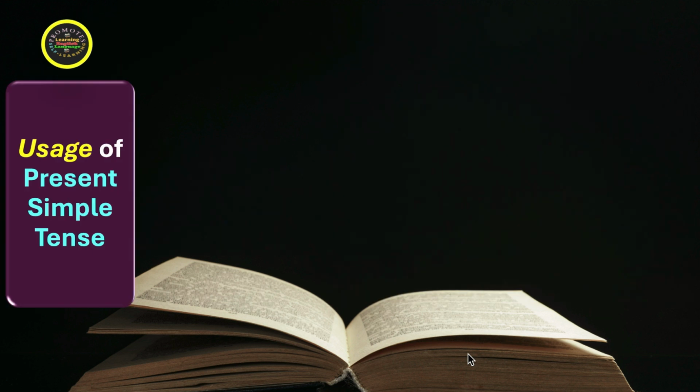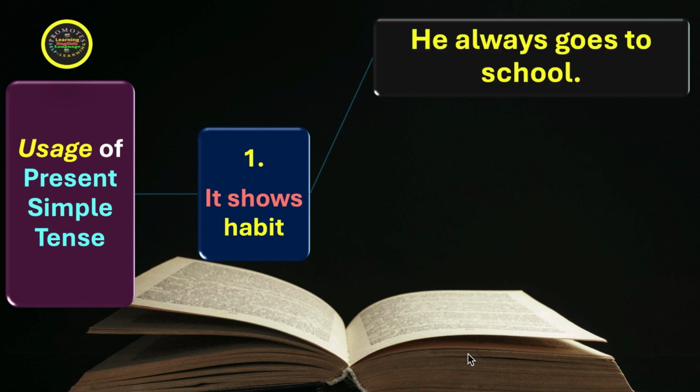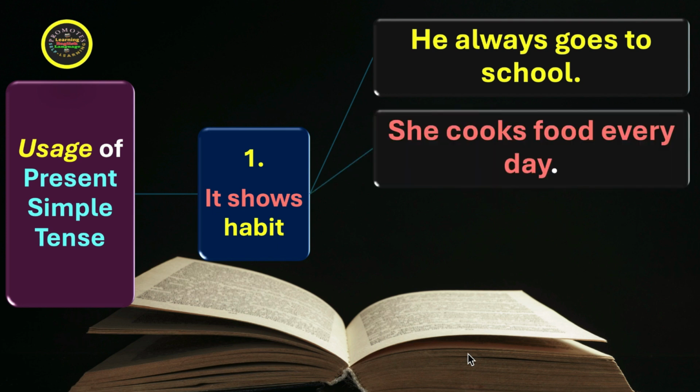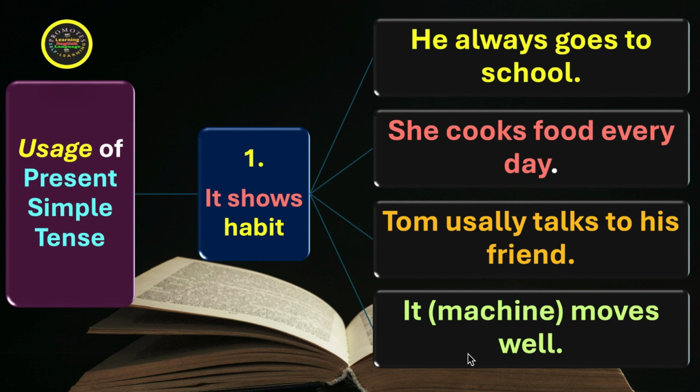Let's talk about usage of present simple tense. How can we use present simple tense? Number one, it shows habit. For example, he always goes to school. This sentence shows habit, that every day he does the same work. She cooks food every day. It shows habit. Tom usually talks to his friend. It for machine here moves well. So all these sentences show habit, a regular pattern of action every day in the same manner. This is the first use of present simple tense.